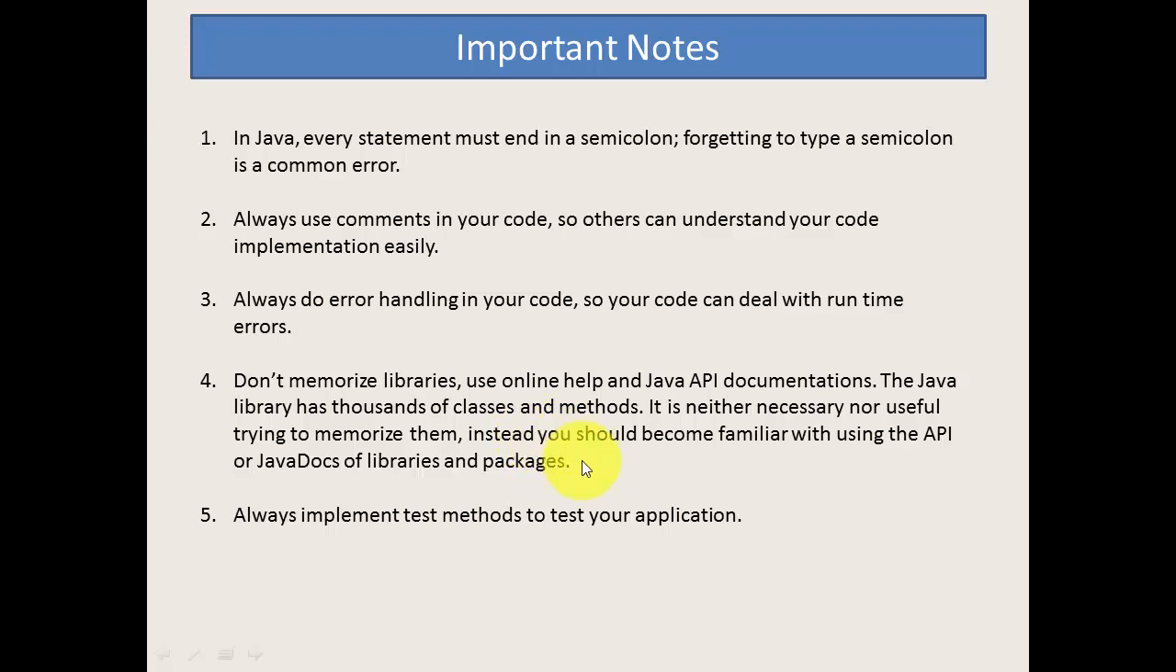In your job interview, some engineers or recruiters may ask the class name or methods you used. So if you don't remember the class name or methods, you can simply tell them that a professional engineer never memorizes libraries. Because professional engineers should be able to look up libraries and methods using Java documentations or APIs available online.